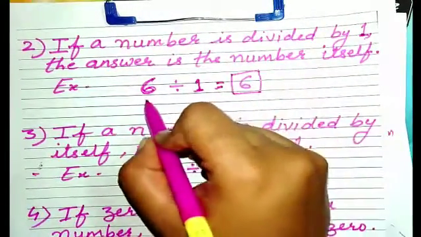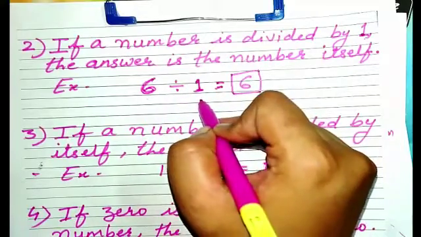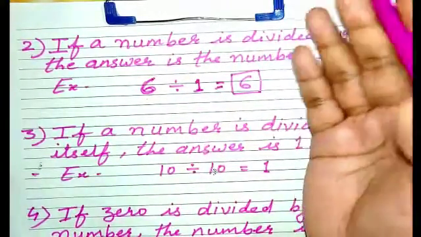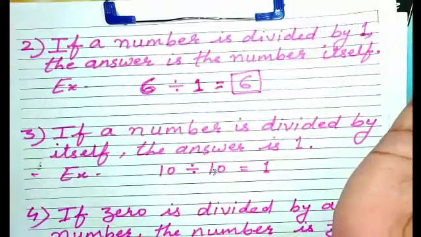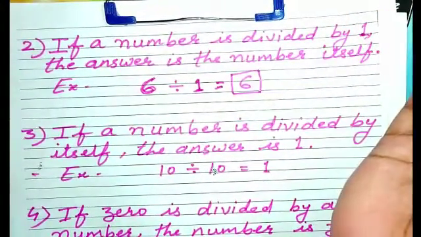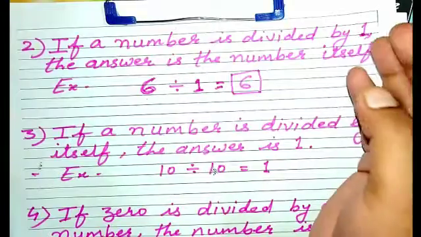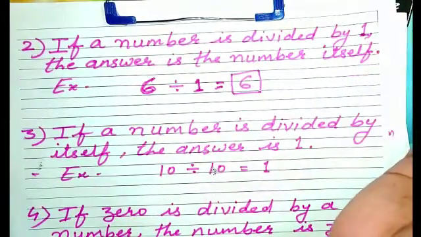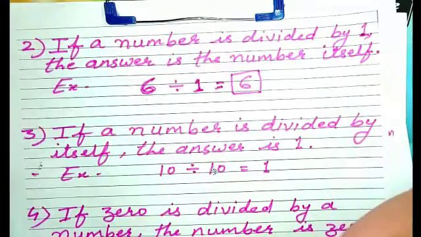So for example, 6 divided by 1 is equal to 6. If we divide 10 by 1, you will get 10. 5 divided by 1, you will get 5. So any number, if we divide it by 1, you will get the same number, meaning that number itself.